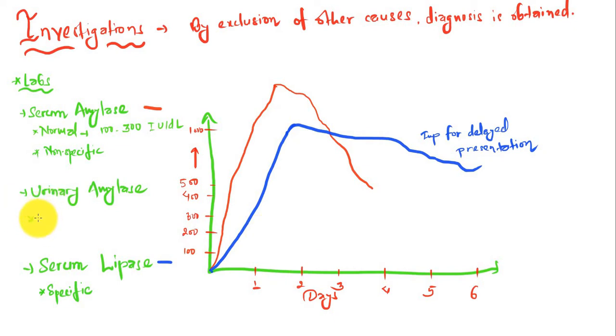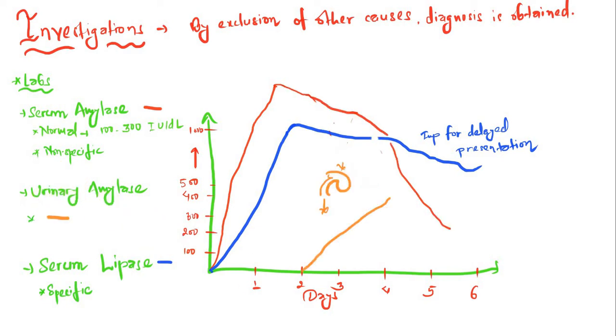Urinary amylase. When the serum amylase is excreted through the kidney, it starts appearing in the urine at the start of day 2 from the presentation of upper abdominal pain, and it starts rising from day 2.